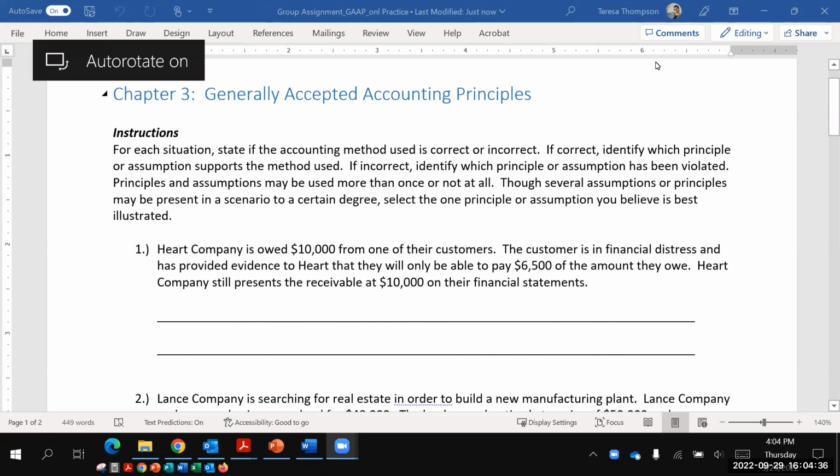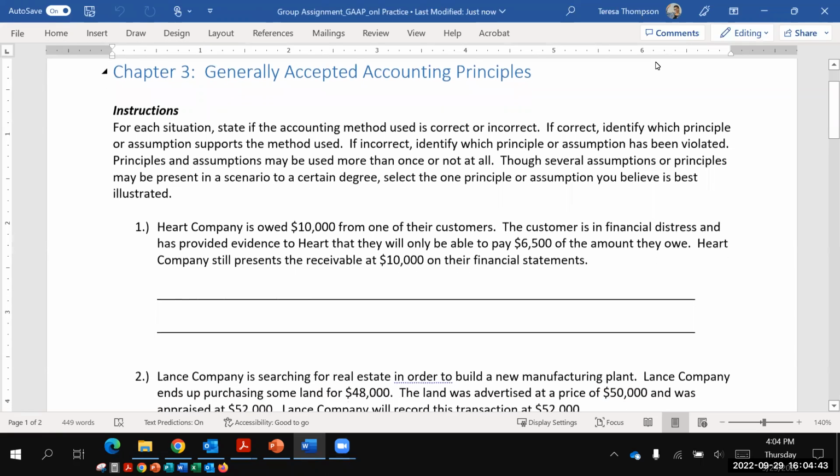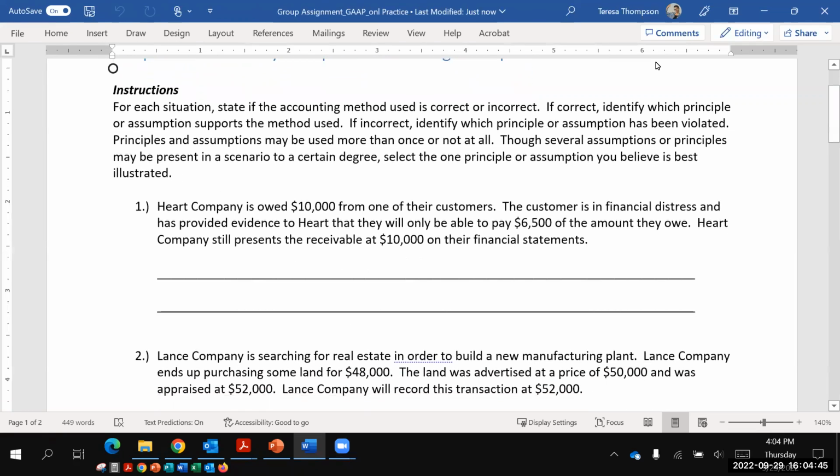All right. Hopefully you've had a chance to go through this example just to make sure you feel comfortable with all those new principles and constraints we talked about. So for each situation, you're going to say if the accounting method currently used by the company is correct or incorrect. If it's incorrect, what's been violated? And what should be used?